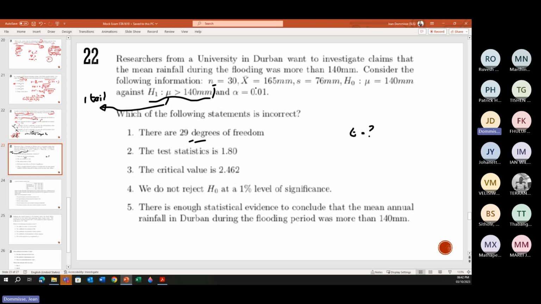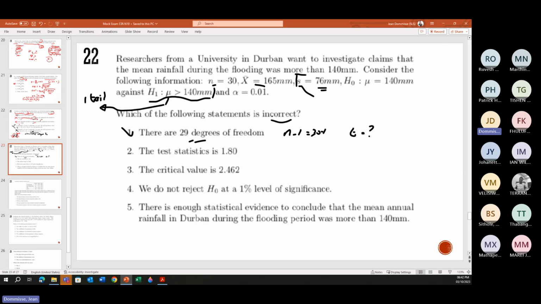N is 30, mean is that, sample standard deviation 76. Okay, so sample standard deviation, that tells me I don't know what the population standard deviation is. So we're working with T. Degrees of freedom for T, N minus 1. N minus 1 is 30 minus 1, 29 is correct. We're looking for the incorrect one.